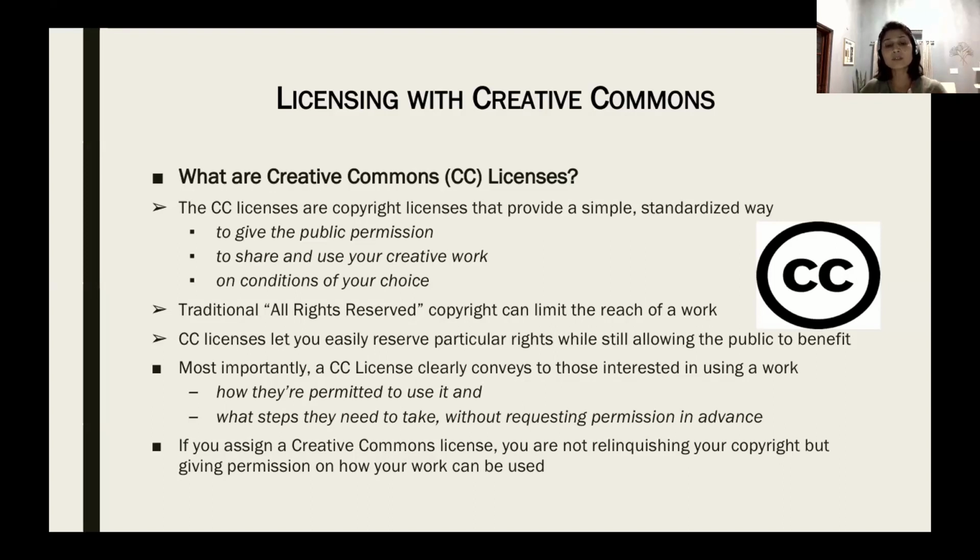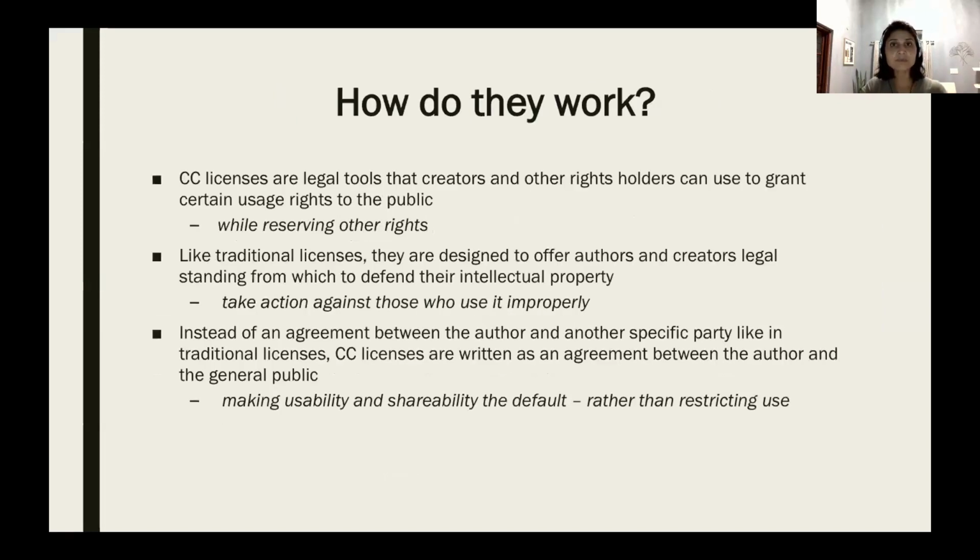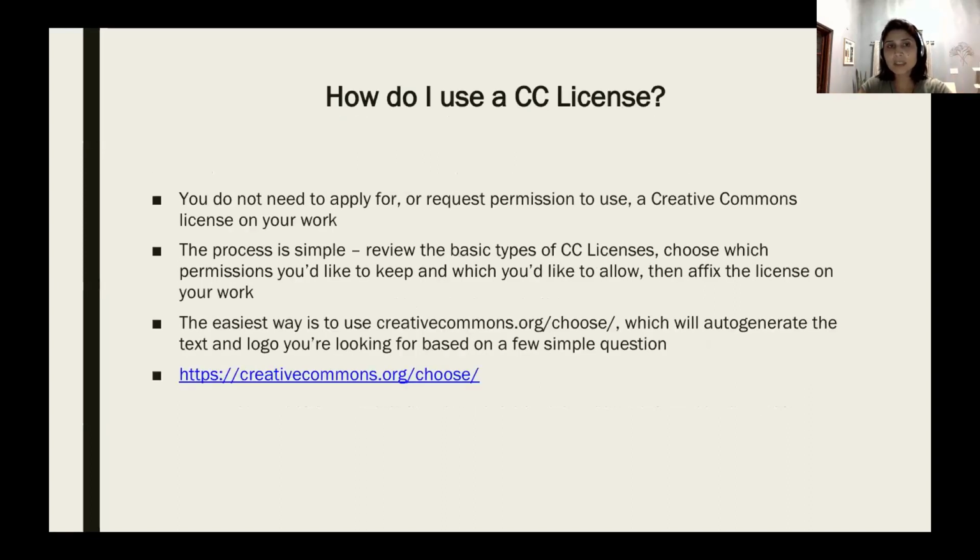Now, how does the original author inform the new author what the author wants, or what limitations the author has put? That is where the Creative Commons licenses and the types of licenses play the role. So how do they work? CC licenses are legal tools that creators and other right holders can use to grant certain usage rights to the public while reserving other rights. So these are available publicly. People can use them freely, but considering the rights the authors have imposed. I'll go to the next slide, where with a picture it will give a clearer idea.